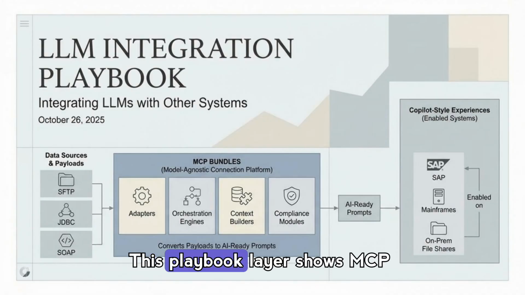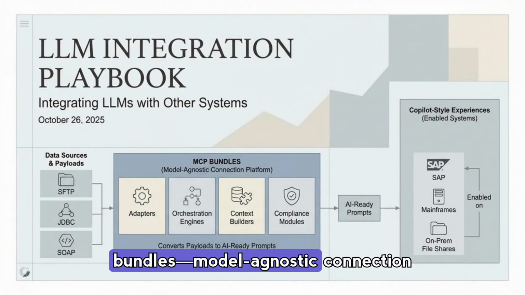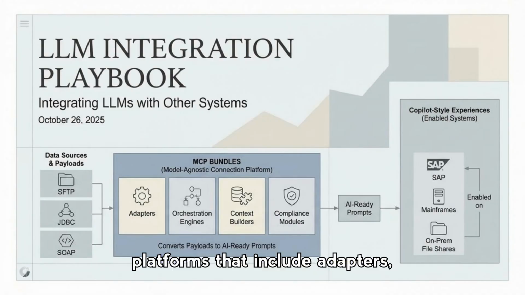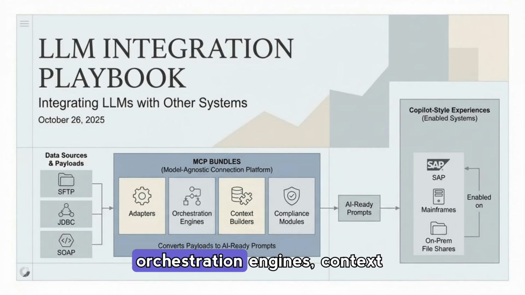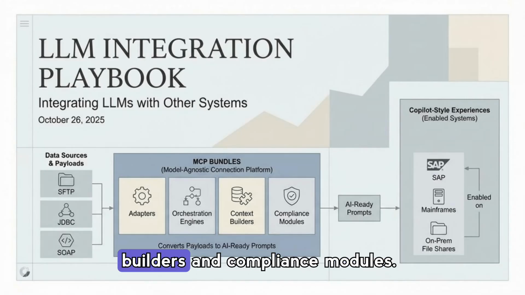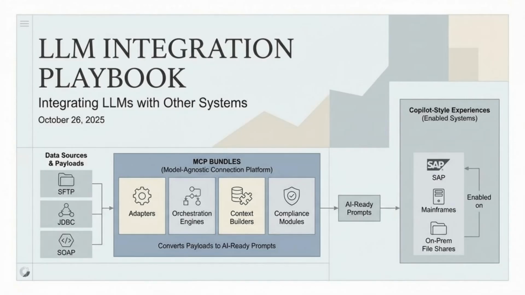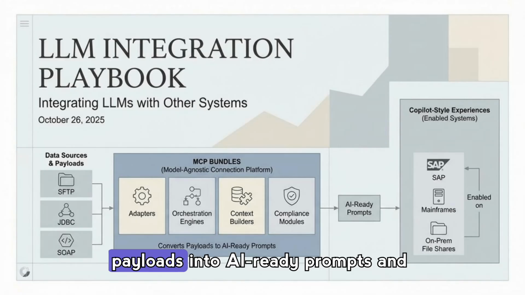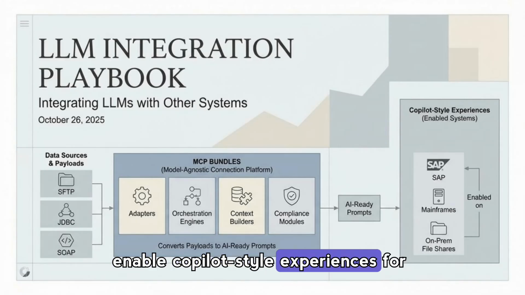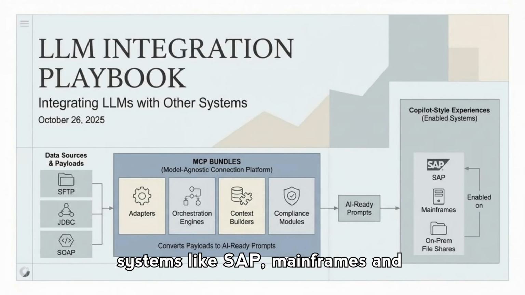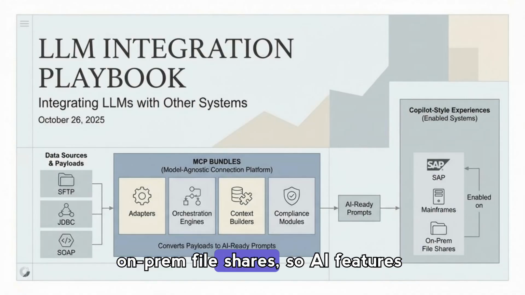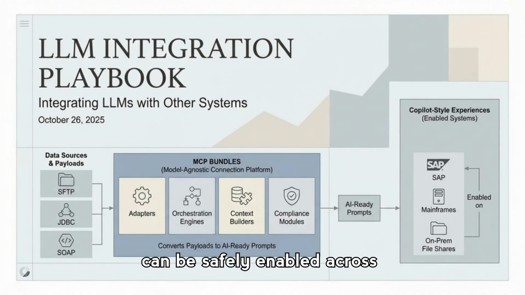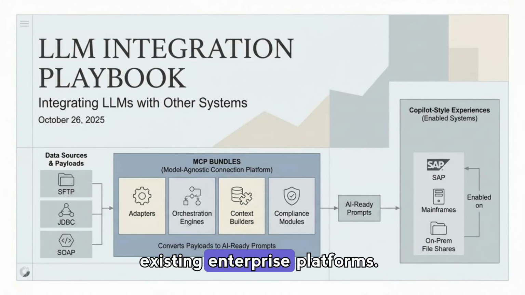This playbook layer shows MCP bundles: model-agnostic connection platforms that include adapters, orchestration engines, context builders, and compliance modules. Their job is to convert varied payloads into AI-ready prompts and enable Copilot-style experiences for systems like SAP, mainframes, and on-prem file shares, so AI features can be safely enabled across existing enterprise platforms.